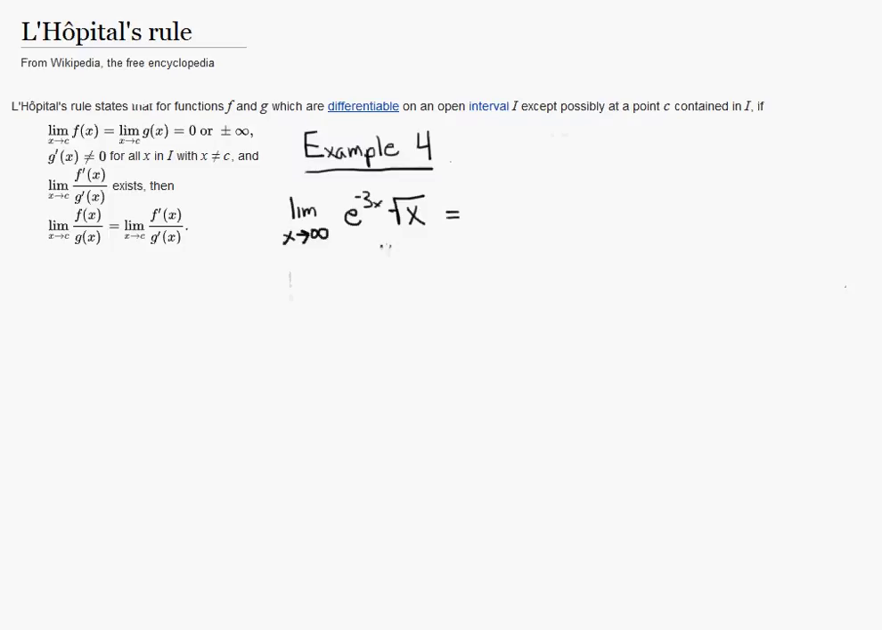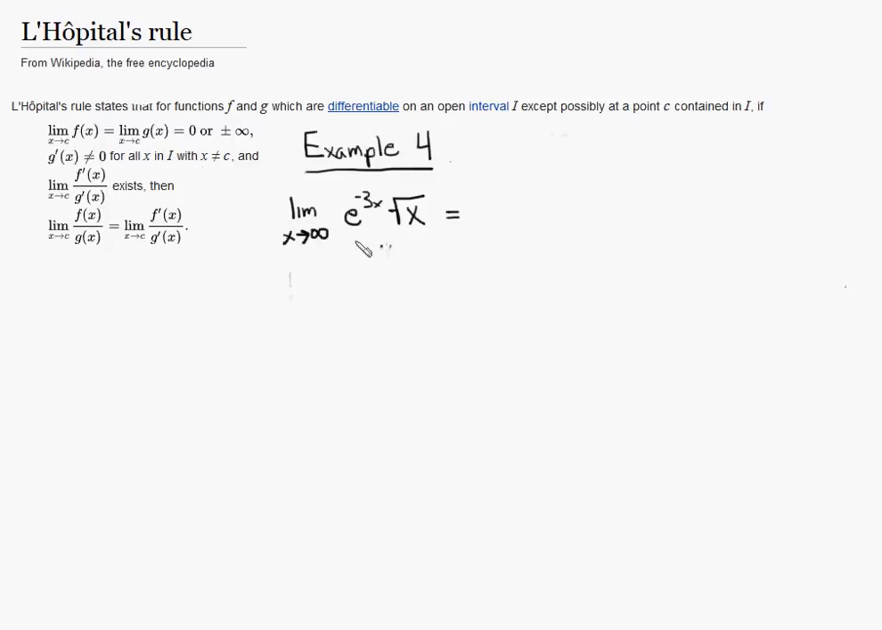Alright, this is a slightly more complicated example of L'Hopital's rule. We're going to try and evaluate the limit of this function right here. And if we try direct substitution, we get e to the negative 3 infinity, or 0, times square root of infinity. So we have 0 times infinity, which isn't exactly a form we're allowed to use L'Hopital's rule in.